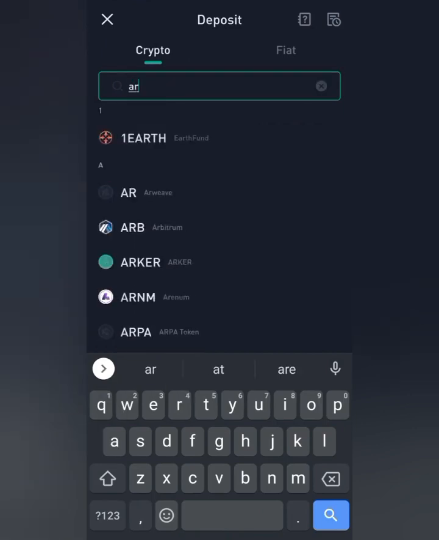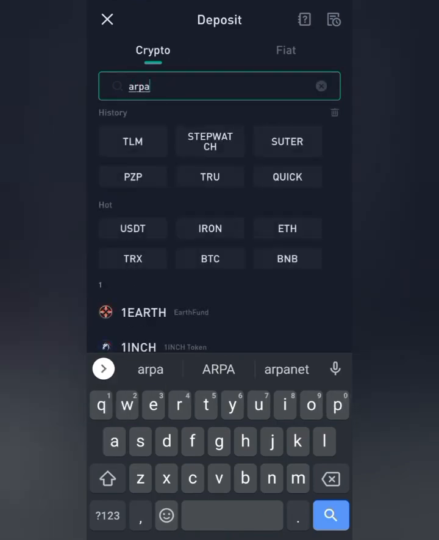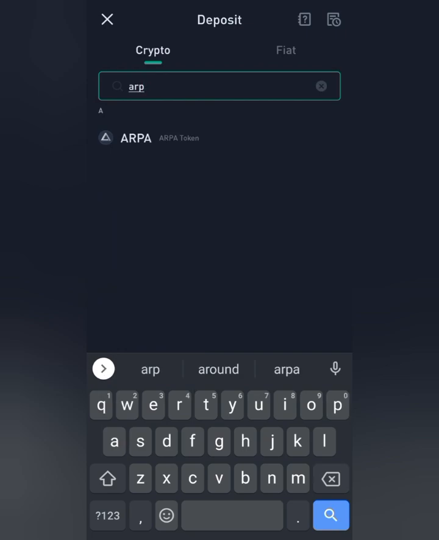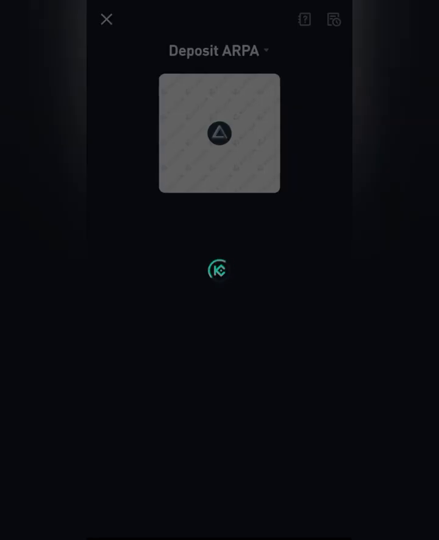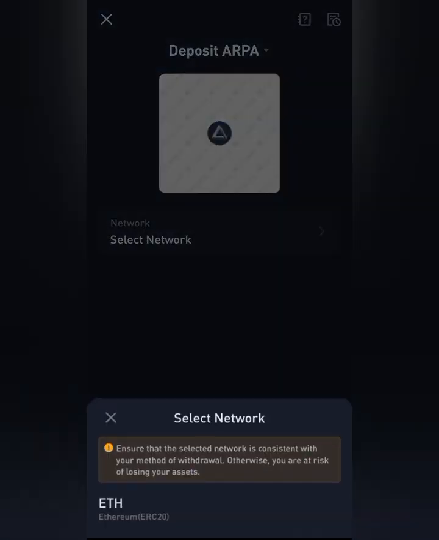Let's confirm ARPA. Does it have it? It has ARPA. Yes, it does. Interesting. All right. So then you check. Oh, can you see now? You can only deposit through the Ethereum network. So that means when you're withdrawing, you need to withdraw through the Ethereum network. And when you're depositing it here, it has to be through the Ethereum network. Simply, that's it. Then you just come here and sell it.